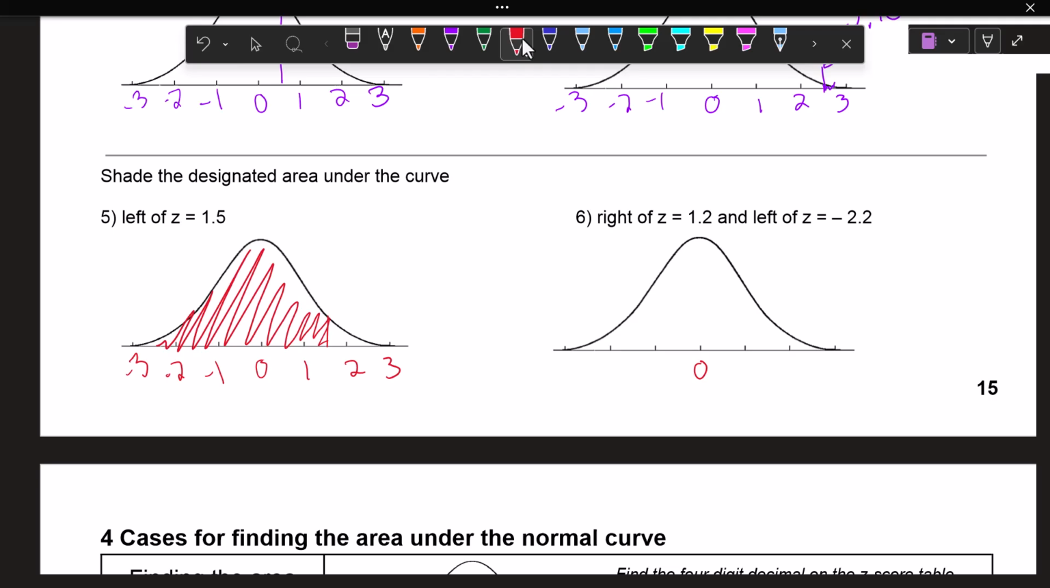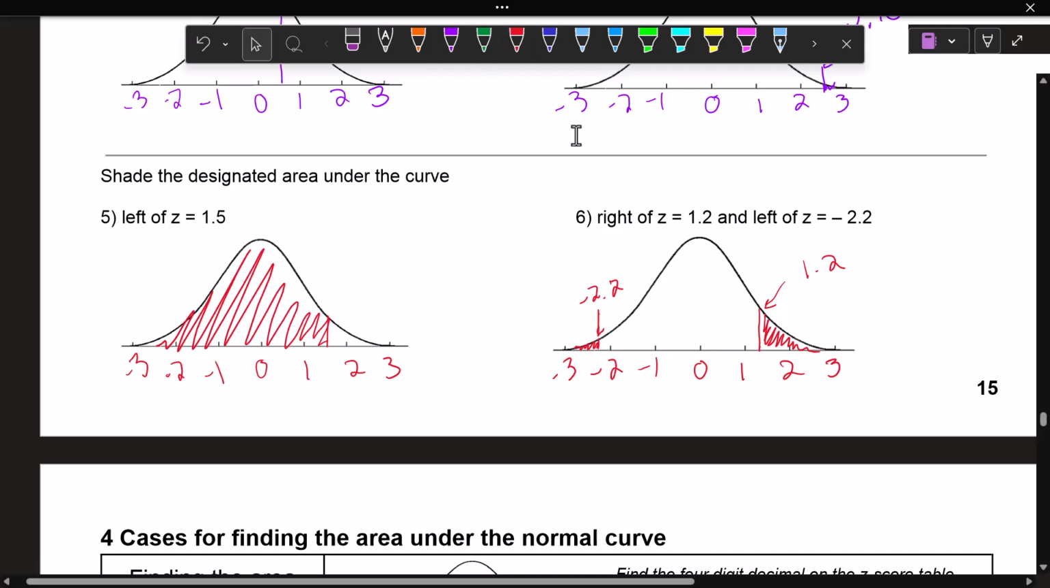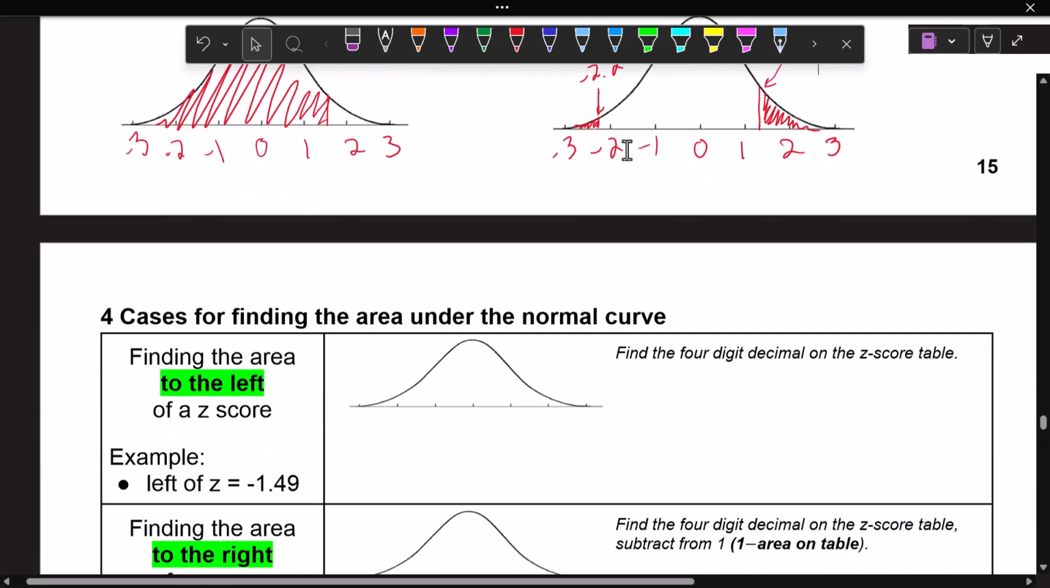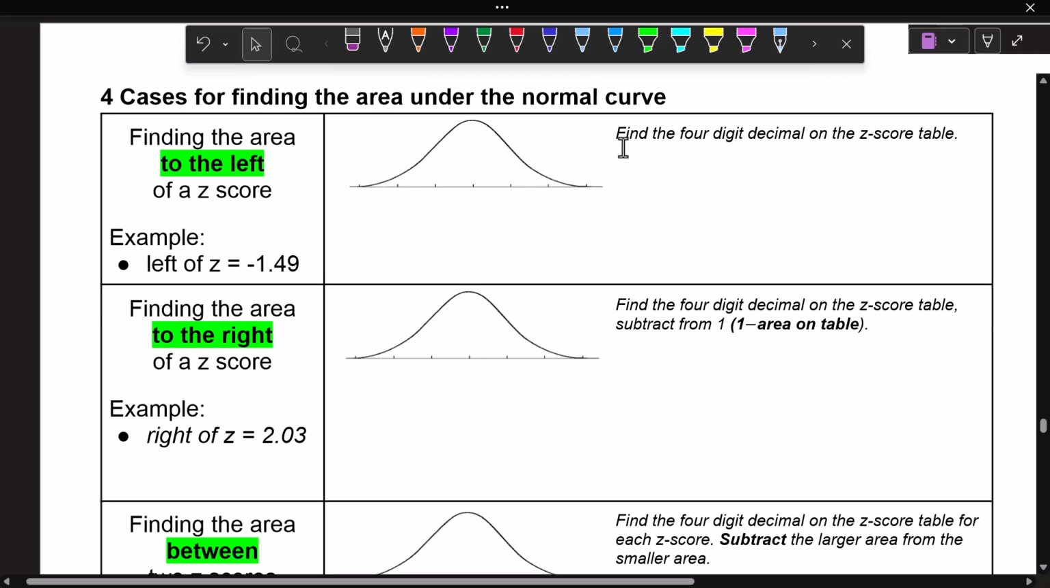Number 6. We've got to label our standard deviations away from the mean. So we have two values here. 1.2 is not quite all the way to 1.5, and it's to the right of that and to the left of negative 2.2. Negative 2.2, that's 1.2. So now we're going to find the area under the curve, which is the probability or the proportion of things that follow that distribution.